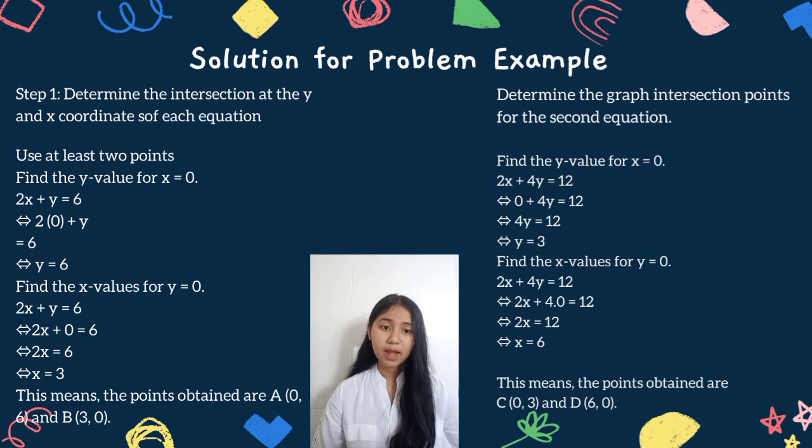And determine the graph intersection points for the second equation. We must use the same method: find the y value for x equal to 0 and find the x value for y equal to 0. And there, y equal to 3 and x equal to 6. This means the points obtained are C (0,3) and D (6,0).